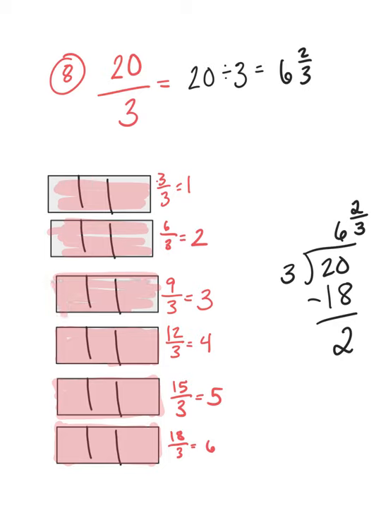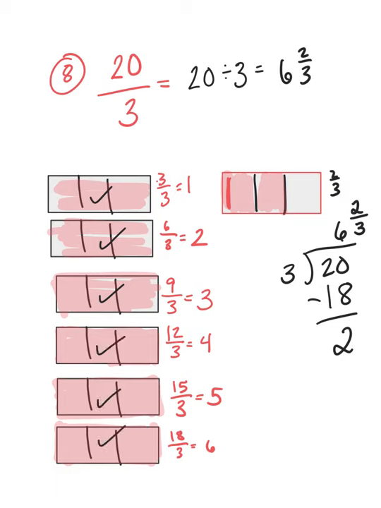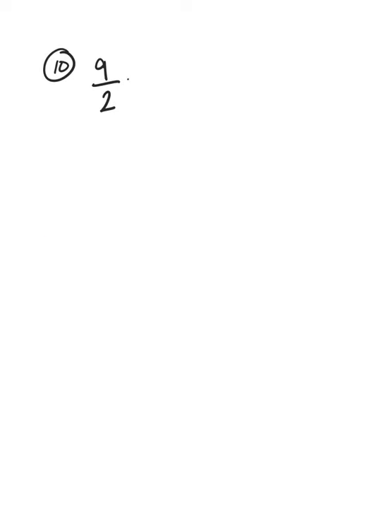and then I need a total of 20/3, so I'm going to make one more rectangle, cut it into 3 equal pieces, and then just shade 2 of them. So this is 19/3 and 20/3. So what that means is that I've got 1 whole, 2 wholes, 3 wholes, 4, 5, 6, and then 1/3 and 2/3, 6 2/3. Okay, next I'm going to solve 9/2.